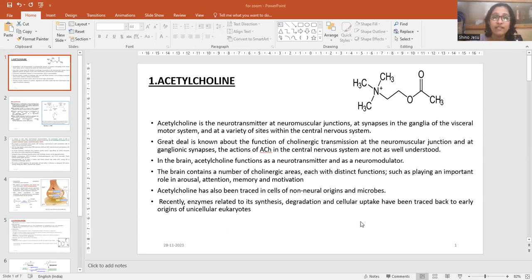The brain contains a number of cholinergic areas, each with distinct functions, such as playing an important role in arousal, attention, memory, and motivation. Acetylcholine has also been traced in cells of non-neural origins and microbes. Recently, enzymes related to its synthesis, degradation, and cellular uptake have been traced back to early origins in unicellular eukaryotes.